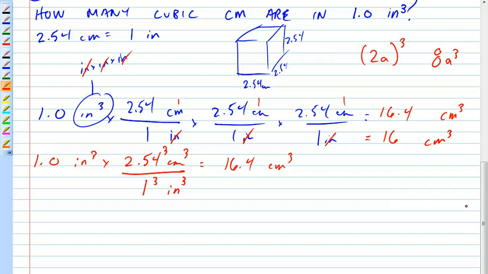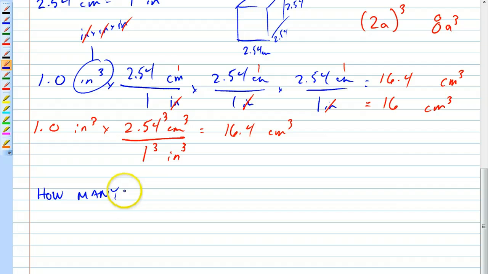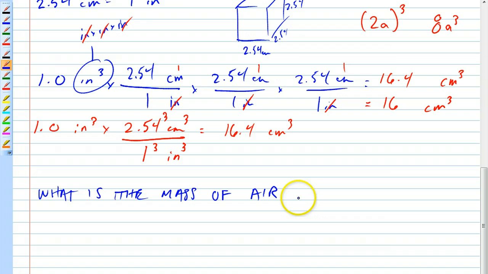Now, you can use this with any kind of linear conversion. You can convert it into a cubic conversion. So let's look at a little bit more complex example. Let's make it a little bit more complicated. What is the mass of air? Did we do this one yet? No. Of air in this room? What is the mass of air in this room?